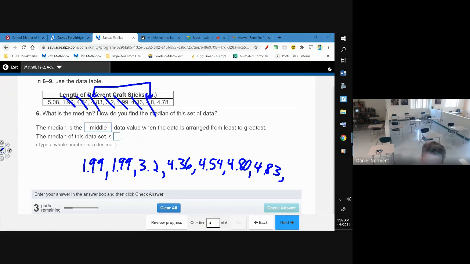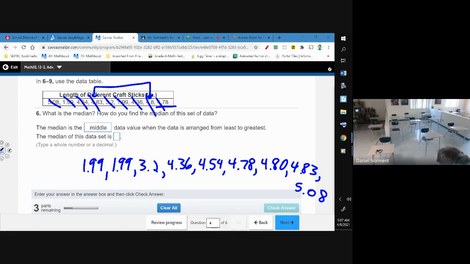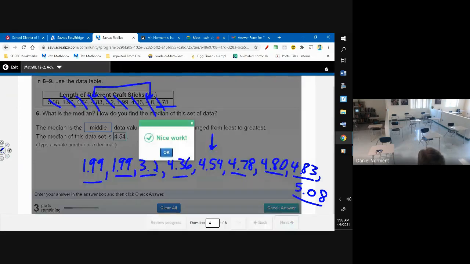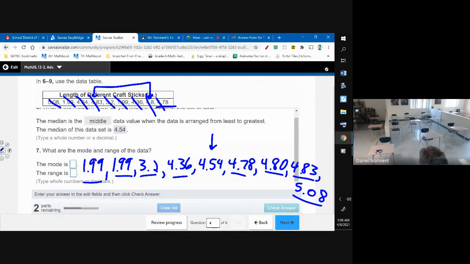And then you have, oh, look at that. I forgot 4.78. No big deal. My fault, guys. And then last but not least, you're going to have 5.08 right there. So the median is going to be the middle number. Goodbye, goodbye, goodbye. Hello. 4.54. I'm going to check that. Good. Next question, mode and range.